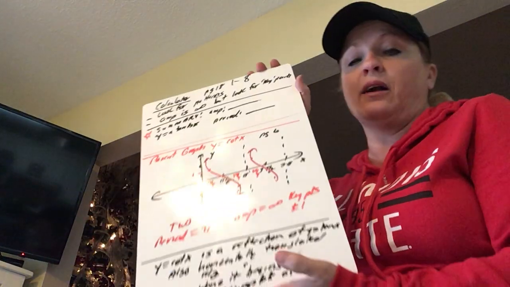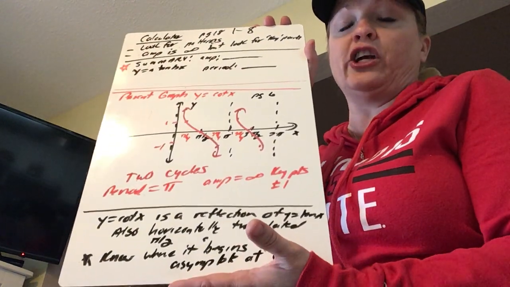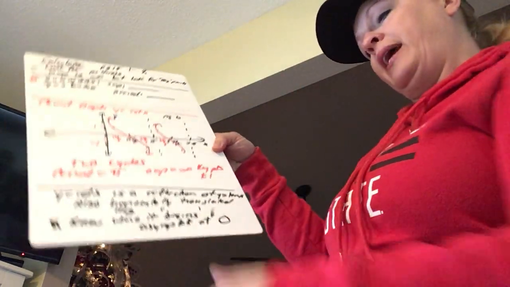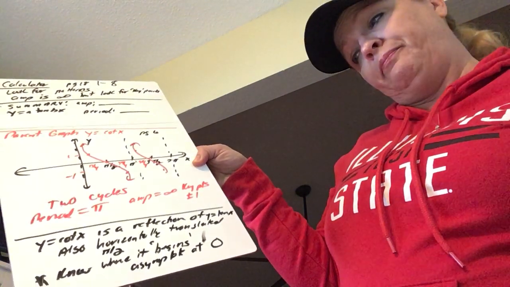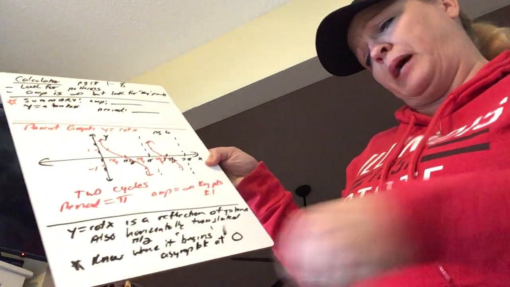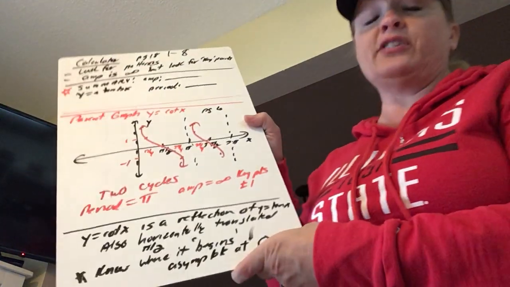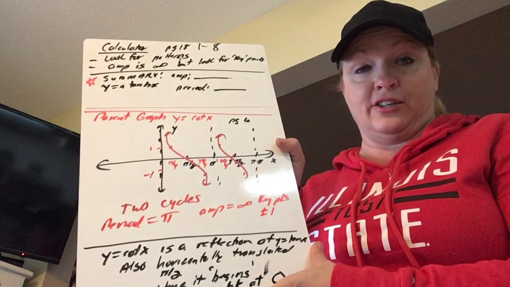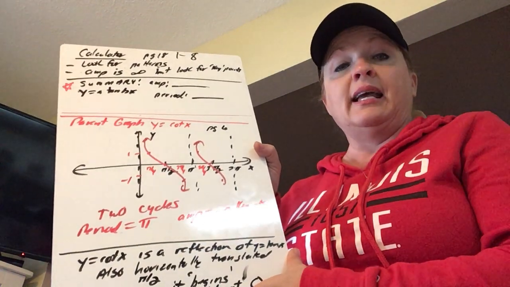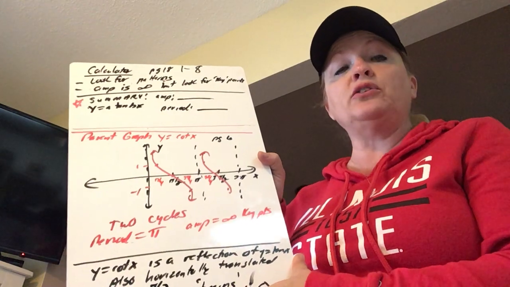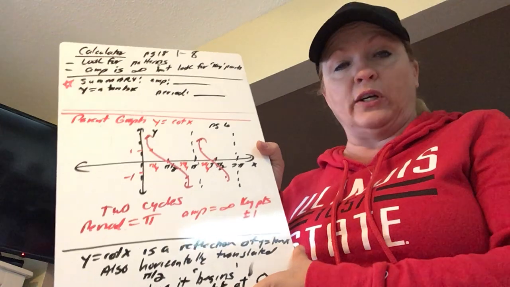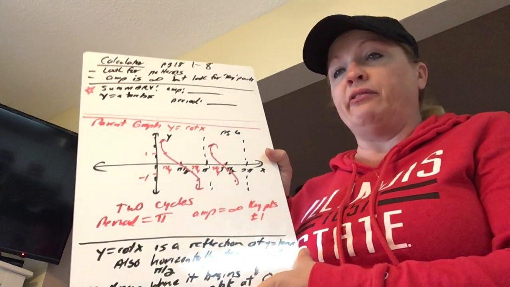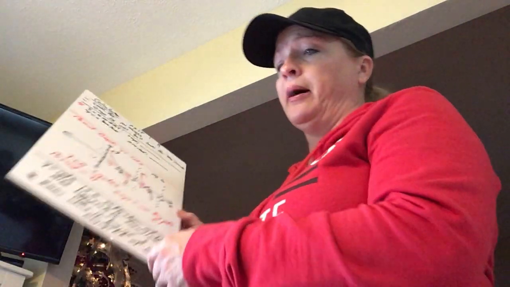Now, I want you to compare, and this is why the other day I had you graph tangent and cotangent together. I want you to compare cotangent to tangent. Cotangent is a reflection of tangent, but it is also horizontally shifted by pi over 2. The key is understanding, once again, what is happening with cotangent, where it begins. Cotangent is undefined at 0, so you will have an asymptote. So again, tangent starts at 0, if you want to look at it that way. Cotangent is undefined.